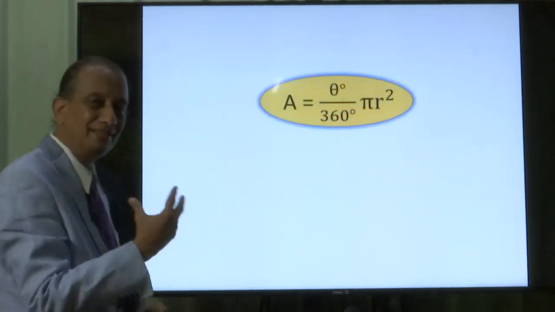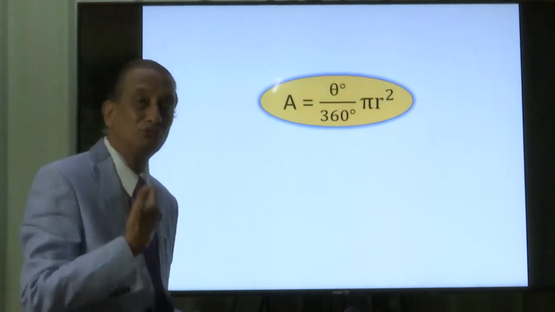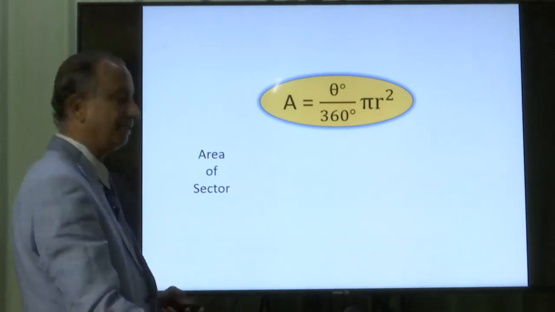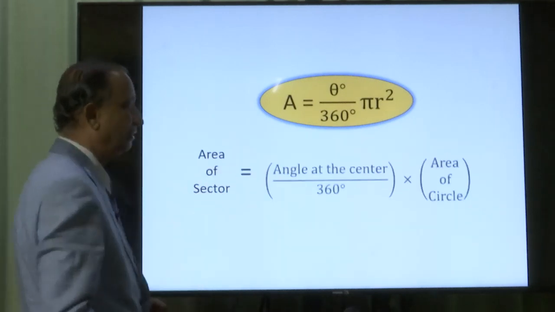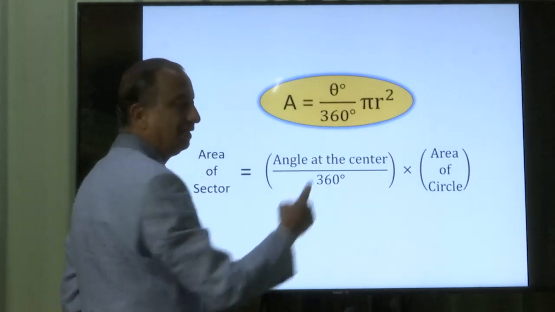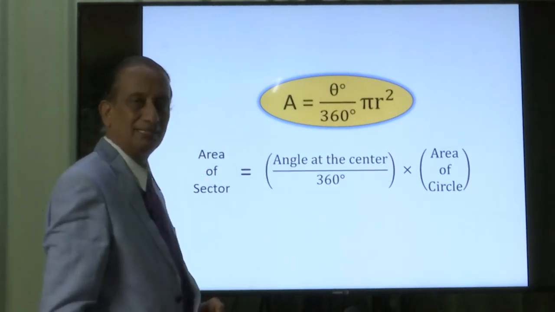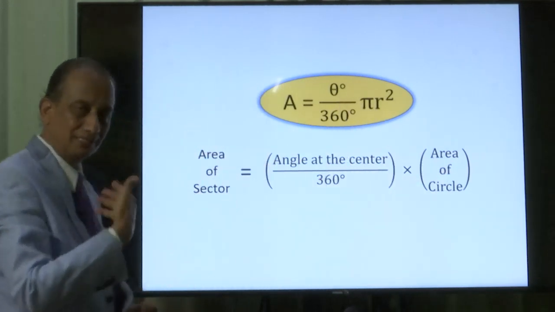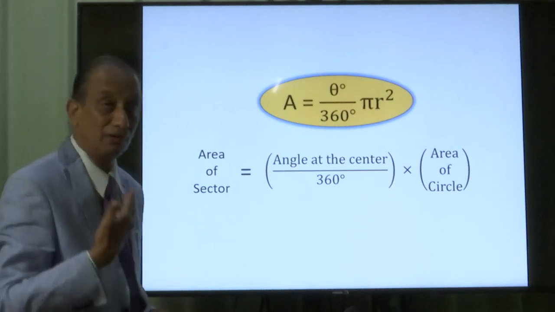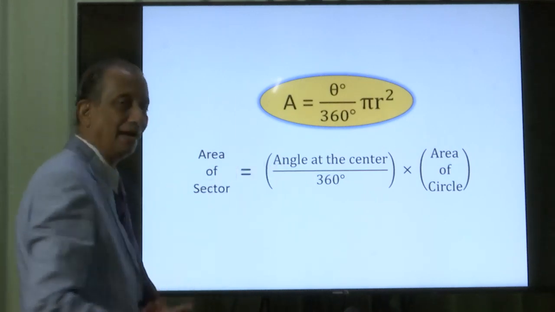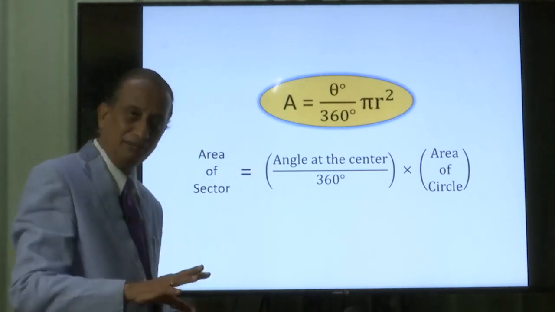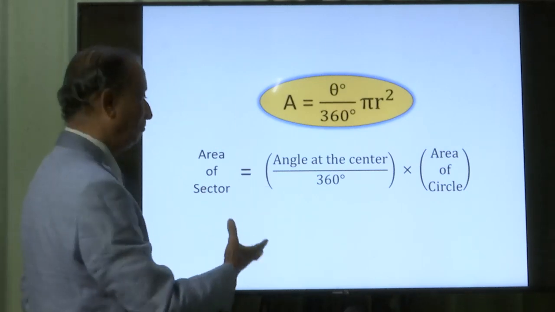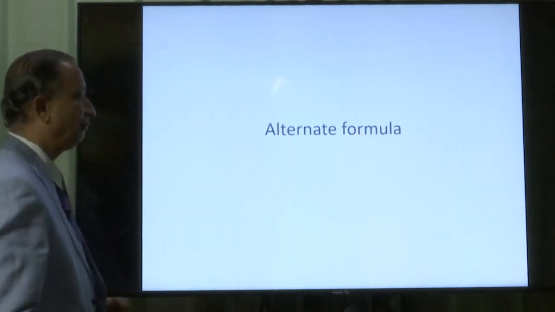Now, if you can write this formula in terms of words, we can get impressed and we can easily remember this. So, area of a sector is theta, the angle at the center, divided by 360 degrees times the area of the circle. I think this would be a better way to remember for quite a long time. We can have this kind of a formula also. Try to express it in words so that you can remember for a very long time to come. So, this is the area of a sector.